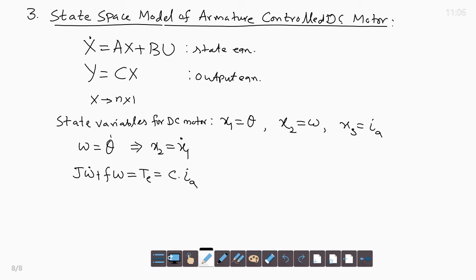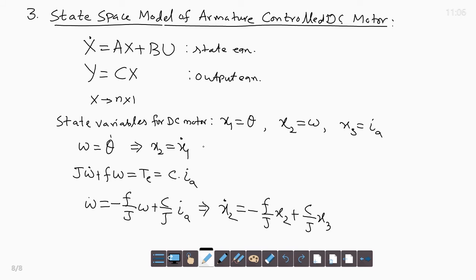Omega is x2. So we have omega dot equals minus f by J into omega plus C by J into Ia. This equation can be rewritten as x2 dot equals minus f by J x2 plus C by J x3. The first one is x1 dot equals x2. This is equation 1, and x2 dot is given here by equation number 2.